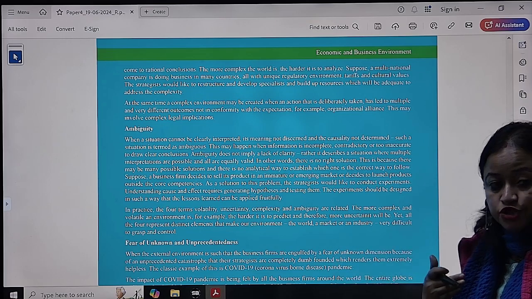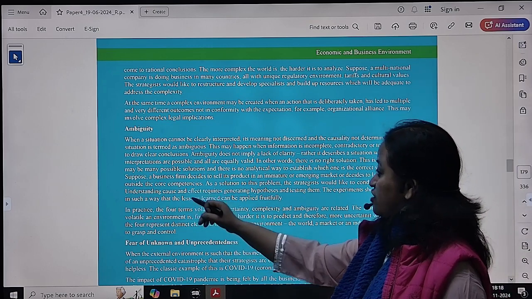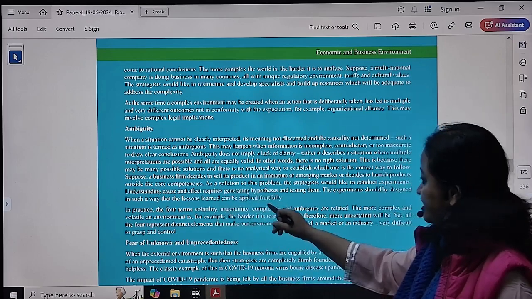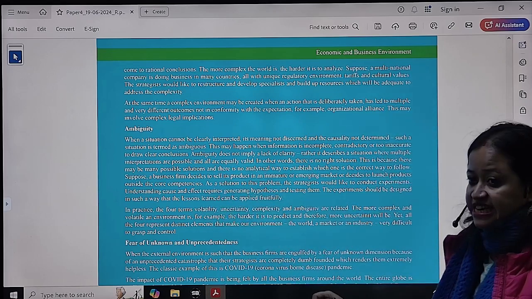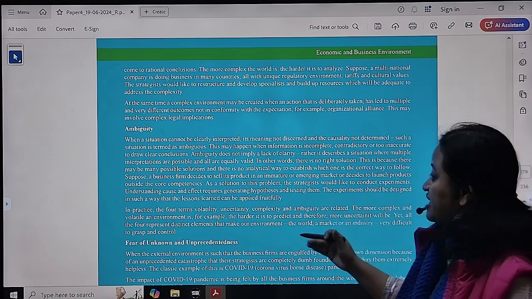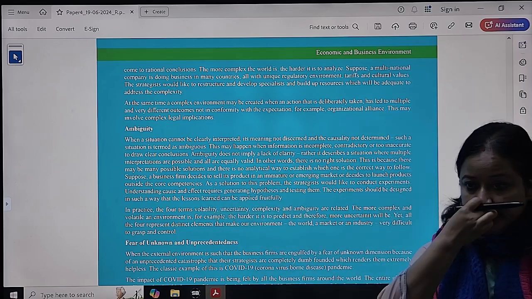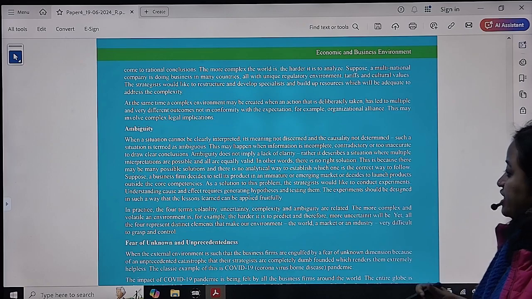They will first do the experiment. And then we will try to understand the cause and effect required generating hypothesis and testing them. उसको test करेंगे. Then the experiment should be designed in such a way that the lesson learned can be applied fruitfully. Fine. So this is your ambiguity all about.